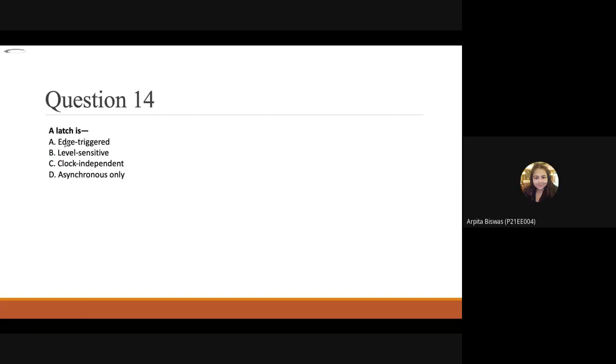Next, question number 14. A latch is edge triggered, level sensitive, clock independent, or asynchronous only. Clock independent. Is it clock independent? Yes, ma'am. A latch does not have the clock. It depends only on the input. Okay, cross check it between level sensitive and clock independent.